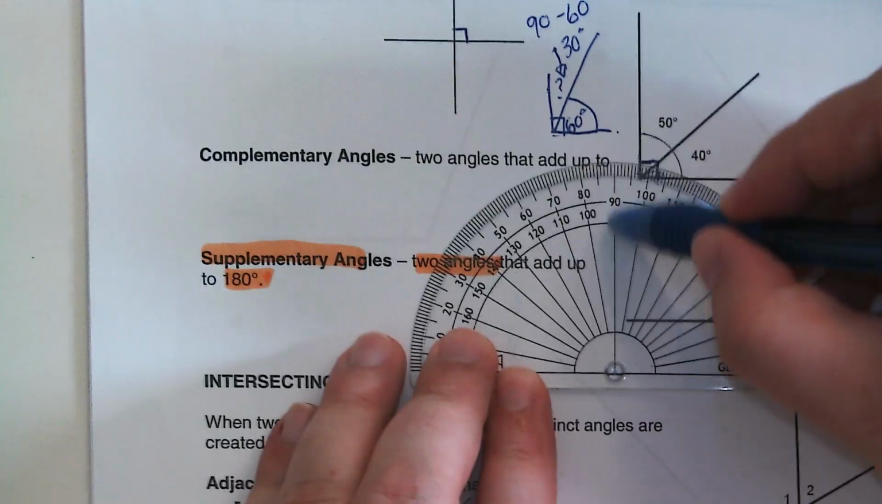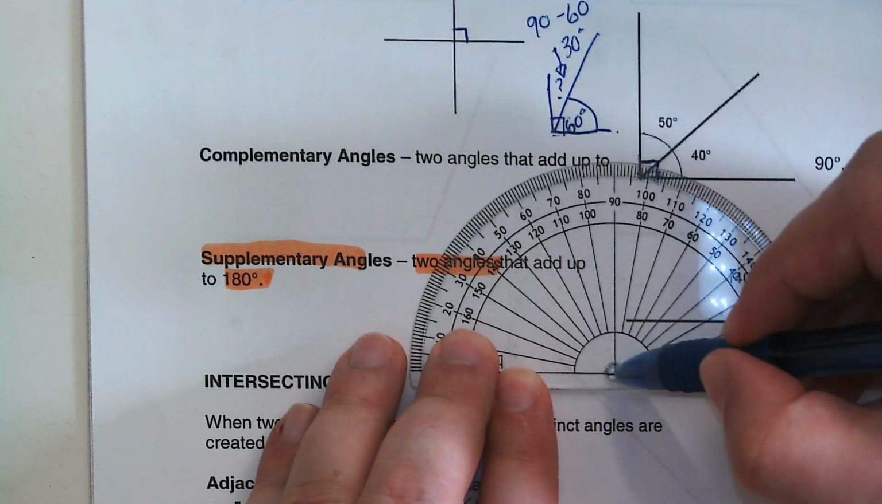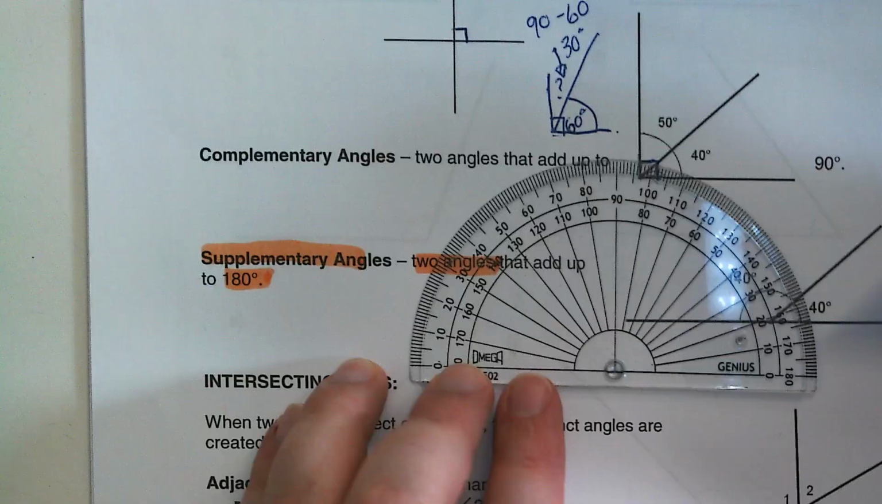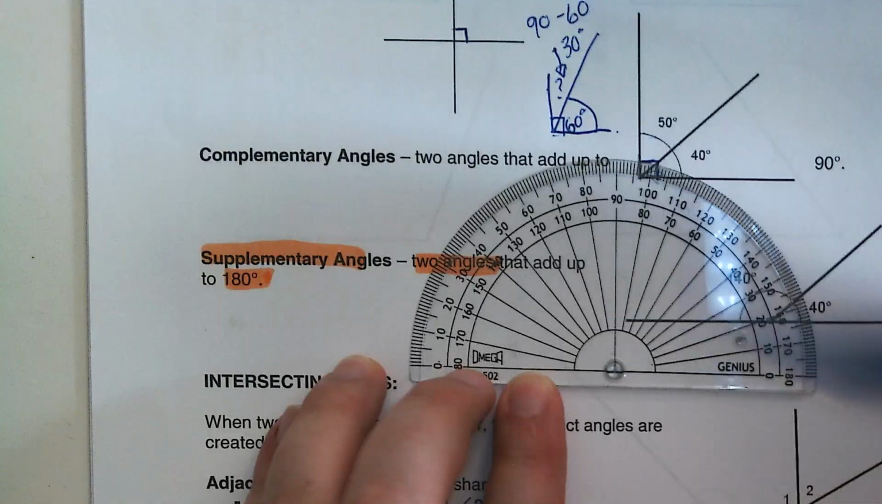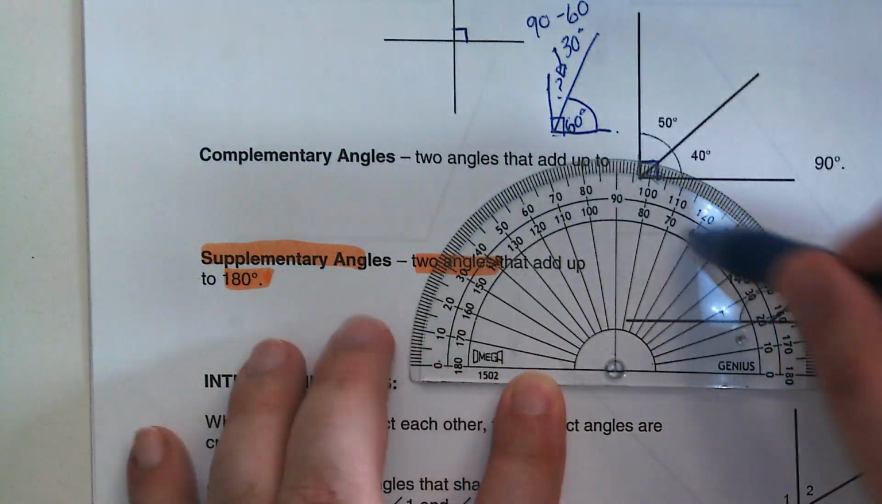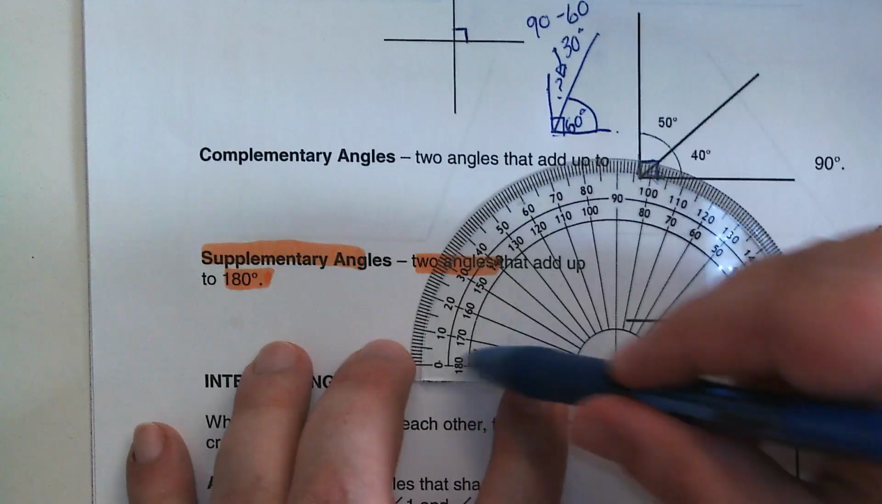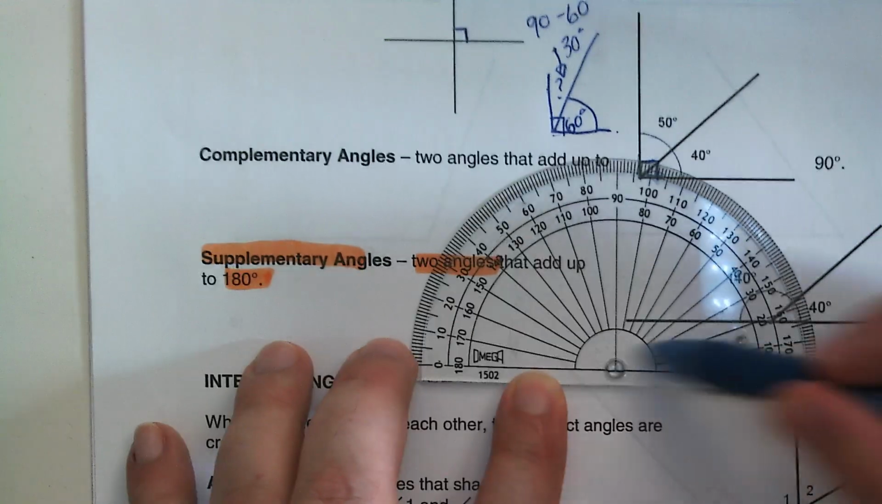So if we were to create an angle like this, straight up and down, and then left and right, that would be a 90-degree angle, a right angle. A 180-degree angle goes all the way across. So 180 degrees is basically a straight line.